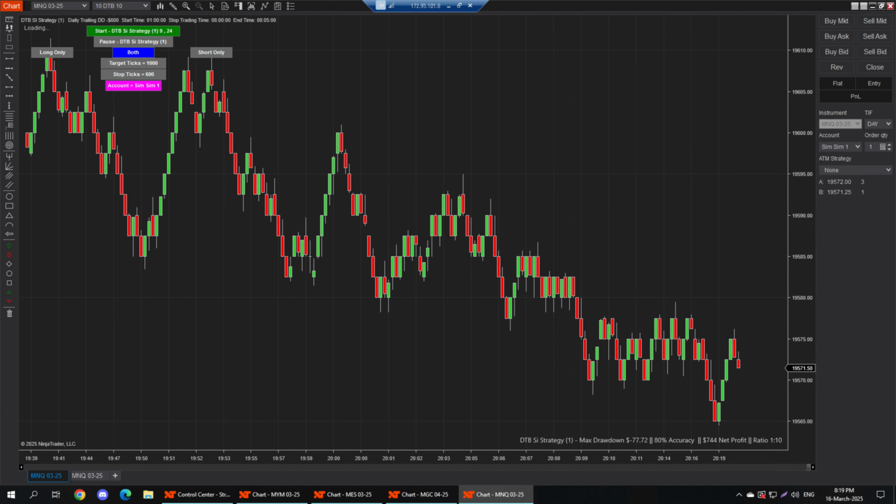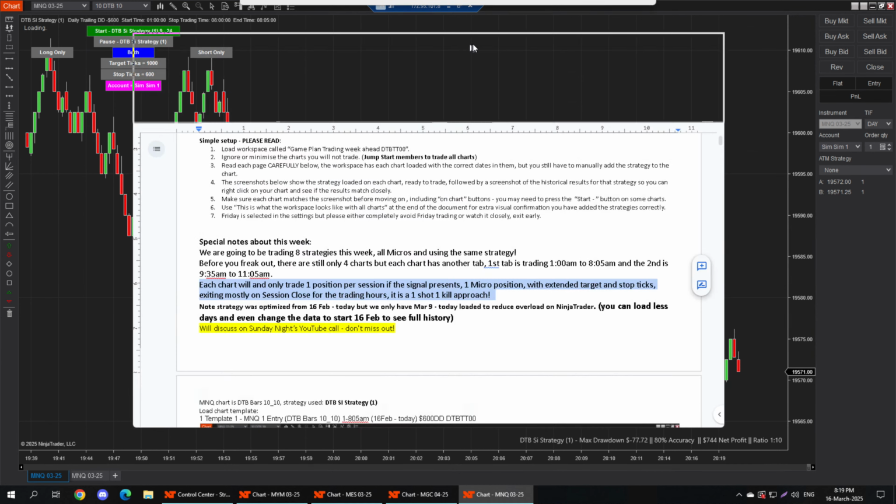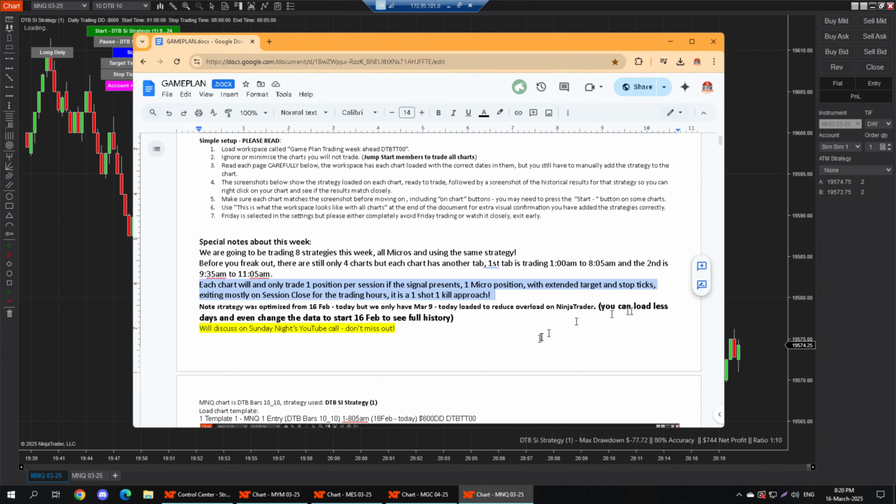I also mentioned this inside the game plan document. I said there, strategy was optimized from 16th of February till today, but we only have 9th of March to today loaded to reduce the overload on NinjaTrader. So you can load even fewer days, or change the data to start the 16th of February to see the full history.